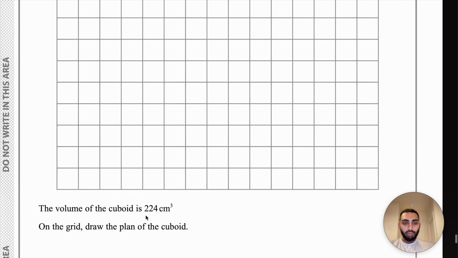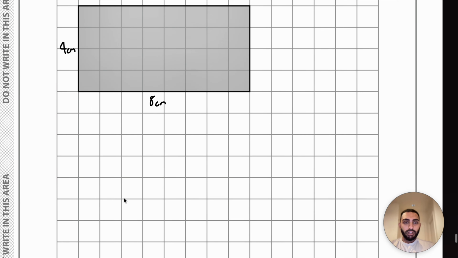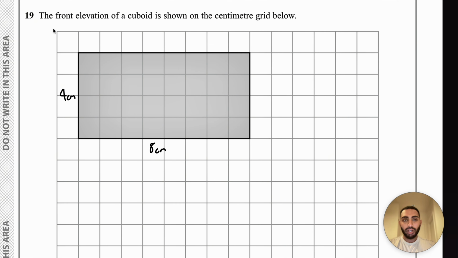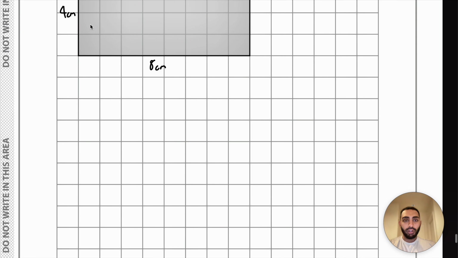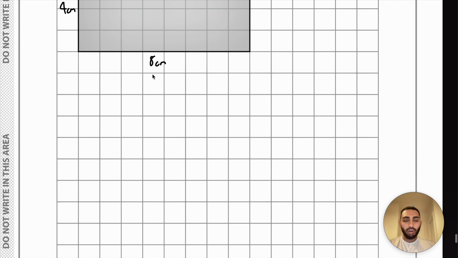The volume of the cuboid is 224 centimeters cubed. On the grid, draw the plan of the cuboid. This question has given us the front elevation, so how we can see it from the front. But we want to draw the plan. The plan is just how you see it from above. It's a bird's eye view. It tells us the volume is 224, and we already have two of the sides, so 4 and 8.